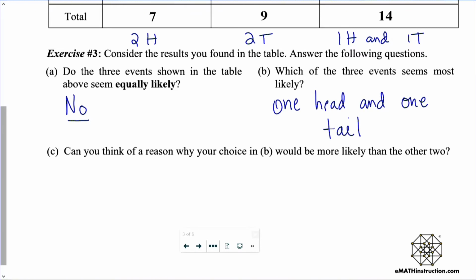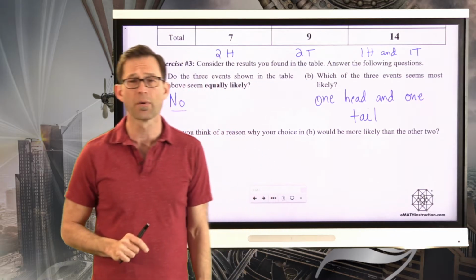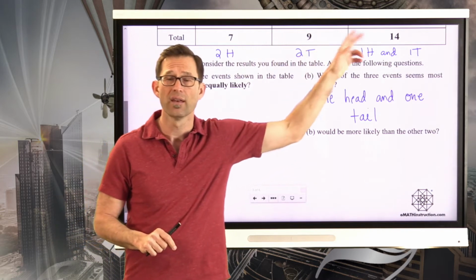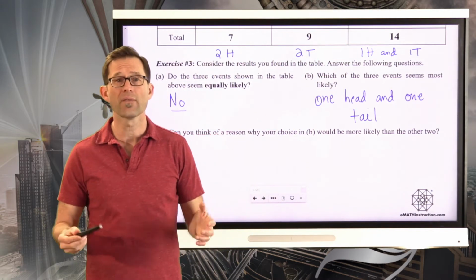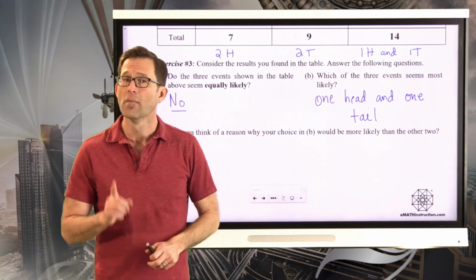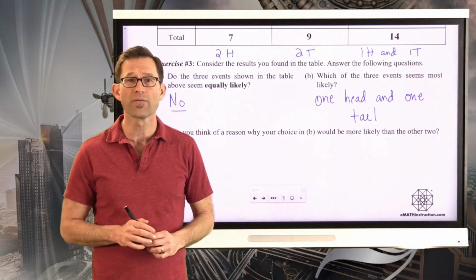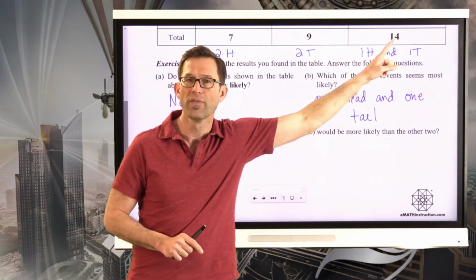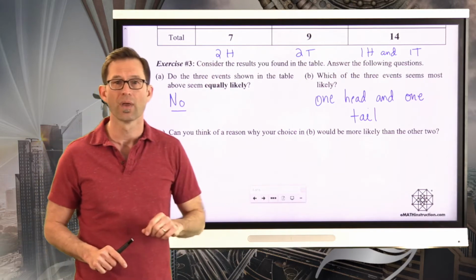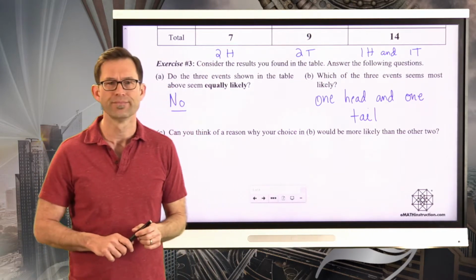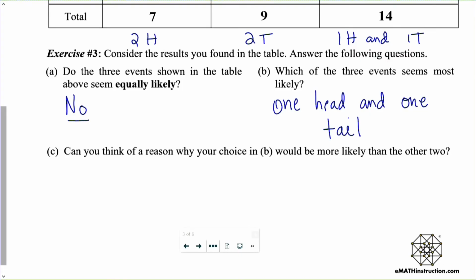Now don't get me wrong, you could have gone through this experiment and actually gotten 10, 10, and 10. You could have conceivably gotten that. But you probably should have gotten results where you had more of these than these 2. All right. Now for letter C. Can you think of a reason why your choice in B would be more likely than the other 2?